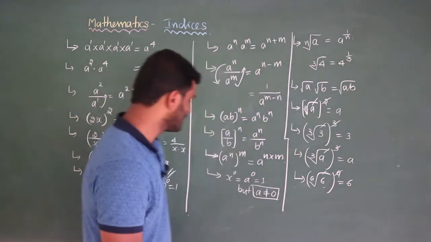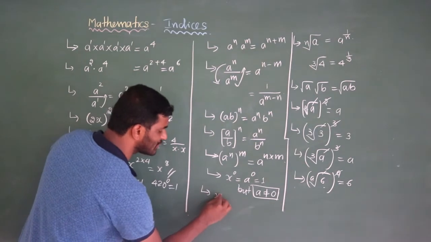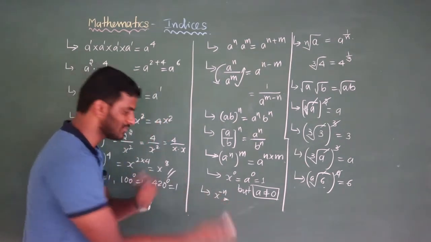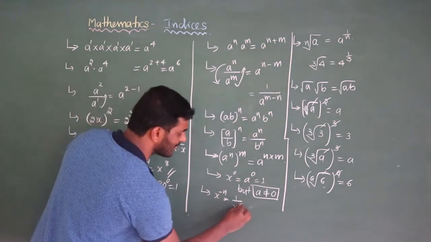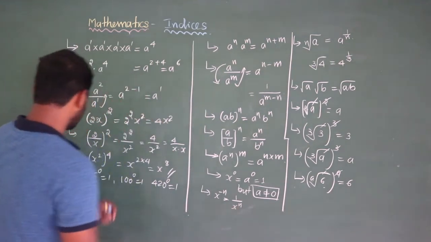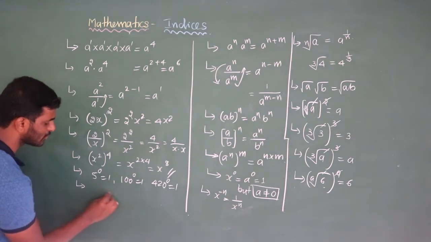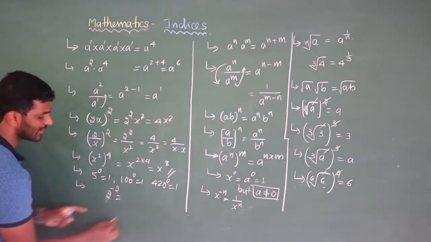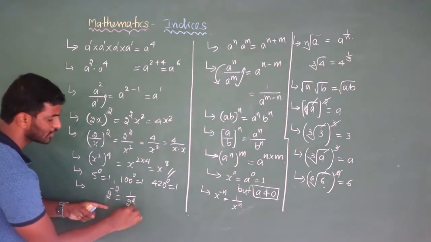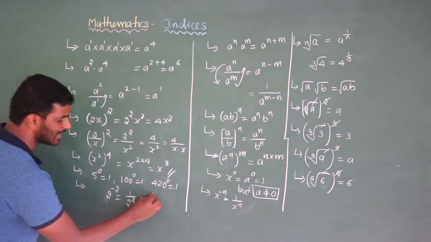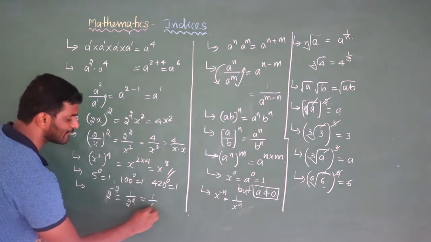And the last one, x to the power of minus n. x to the power of minus n we can also write as 1 divided by x to the power of n. Let us take an example: 2 to the power of minus 2. So this we can write as 1 divided by 2 to the power of 2. Take the denominator, 2 square is what? 2 square is 4.